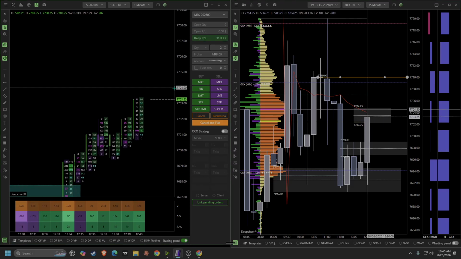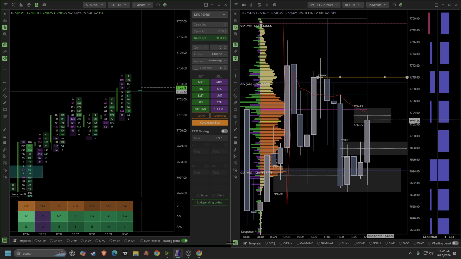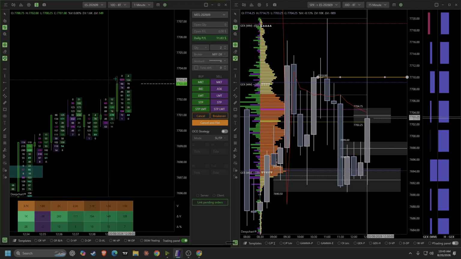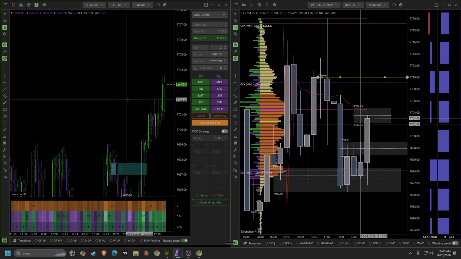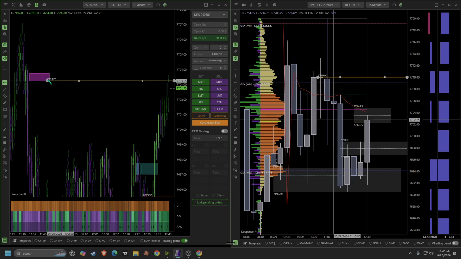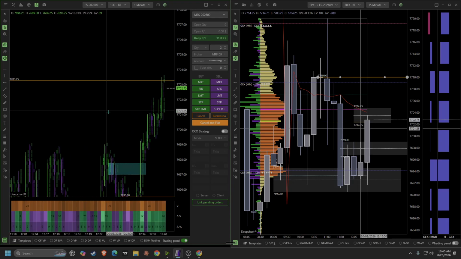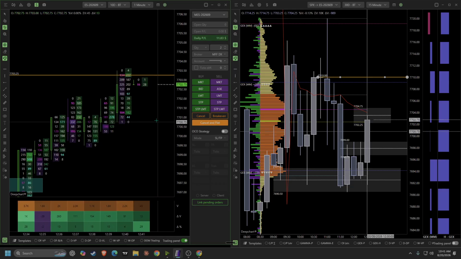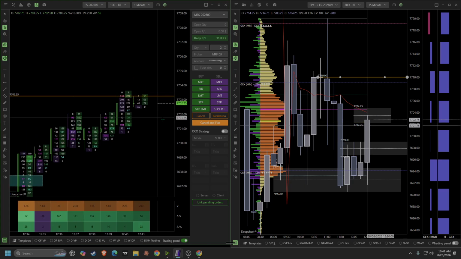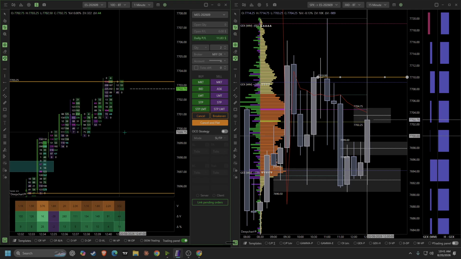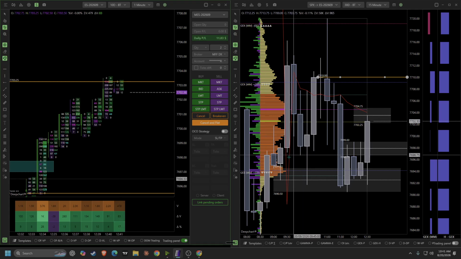So we take profit on that small little scalp. We see sellers step in and push the price down. Keep in mind that area was where sellers took control to push the price back down. So now we're in a no trade zone. We're right in the middle of value.